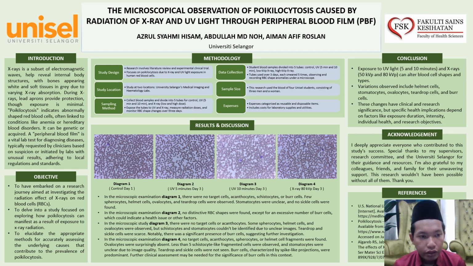So my introduction: X-ray is a subset of electromagnetic wave, which has revealed internal body structure with bones appearing white and soft tissue in gray due to varying X-ray absorption. During X-ray, lead apparel provides protection so exposure is minimal. Poikilocytosis indicates abnormally shaped red blood cells, often linked to conditions like anemia or hereditary blood disorder. It can be genetic or acquired. A peripheral blood film is a vital lab test for diagnosing disease, typically requested by clinicians based on suspicion or initiated by labs with unusual results, adhering to local regulation and standard.